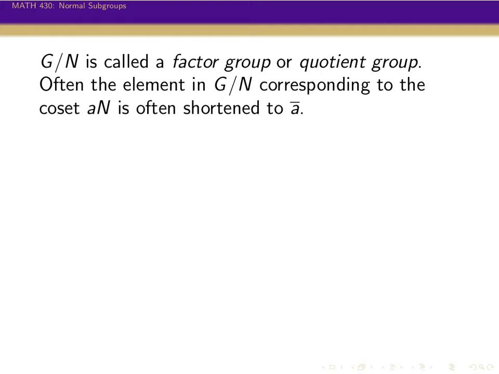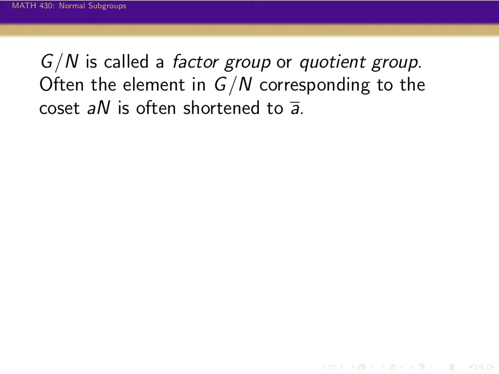Okay, so this special group, this G mod N that we get, this group of the cosets, is called either the factor group or the quotient group. In Joe Gallian's book, he calls it the factor group. I'm actually more familiar with it being called a quotient group. And then usually, because it gets tiresome to keep writing the cosets down all the time, often instead of saying AN, we would just shorten it down to A bar. When you're working in G mod N and you start seeing A bar, that's what you're talking about.